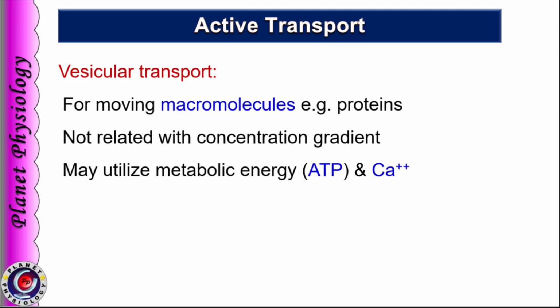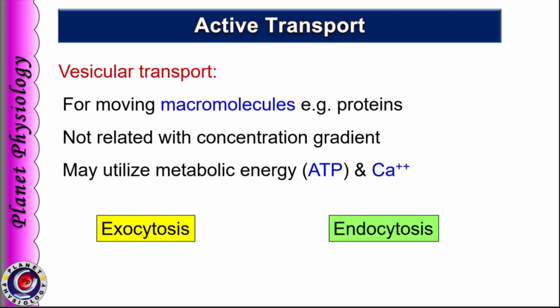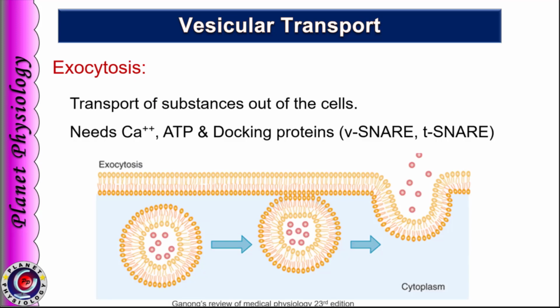It can be of two types, exocytosis and endocytosis. Exocytosis is transfer of molecules from cytoplasm to the exterior of the cell, and it requires calcium ions, ATP and docking proteins like V-snare and T-snare protein. V-snares are present on vesicle and T-snare proteins are present in the target location.